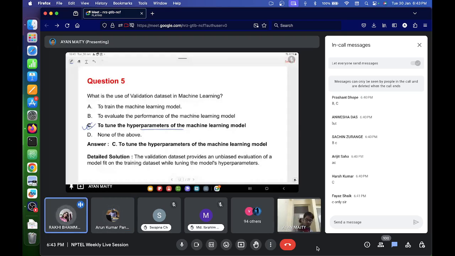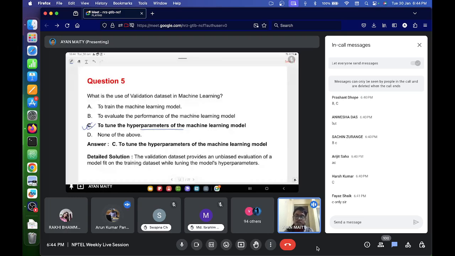Under option B, to evaluate the performance, indirectly we are actually evaluating the performance. Evaluating means the final evaluation that you will do on the test dataset. The test dataset cannot be used during the training process at all. It can only be used after the final training is done, then you will check what the accuracy is.